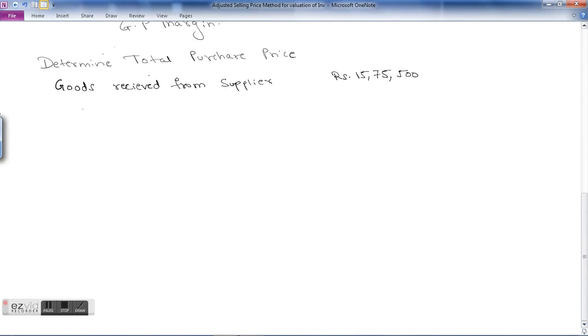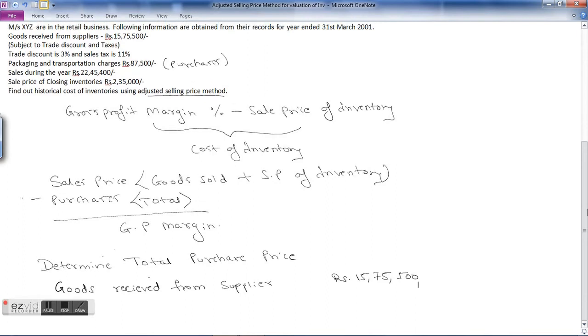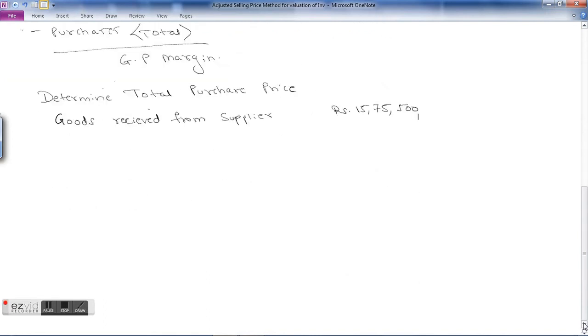500. Correct. Now we need to adjust trade discount and sales tax. Since it's subject to trade discount and taxes, how much is the trade discount? 3%. This is a discount which is received from the supplier. It will be 3% of 15,75,500.